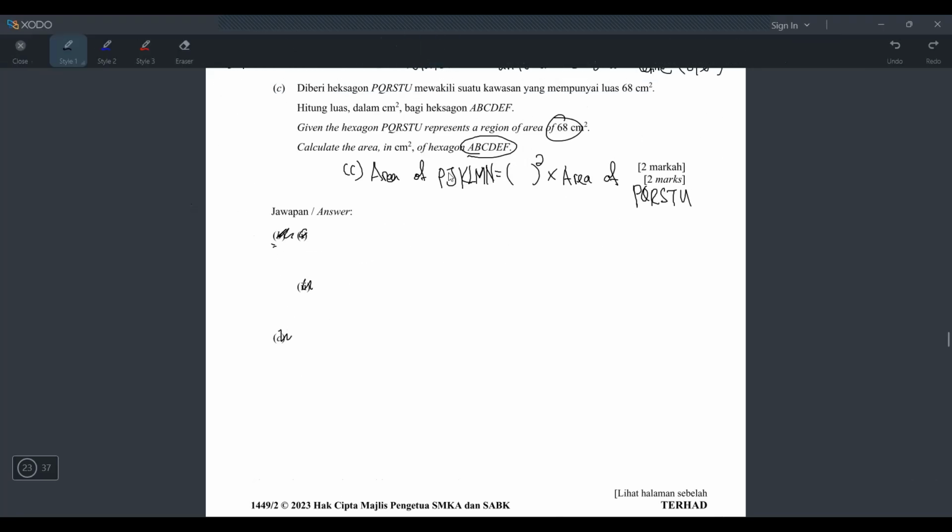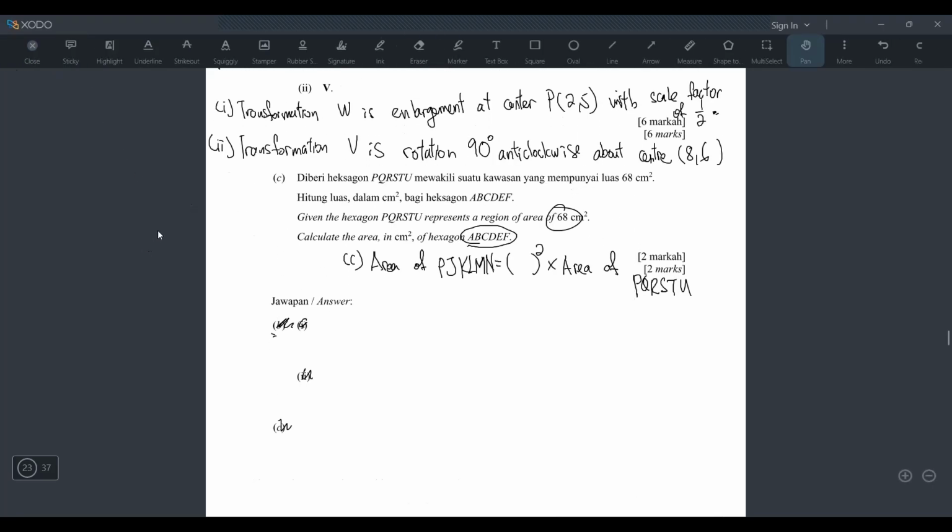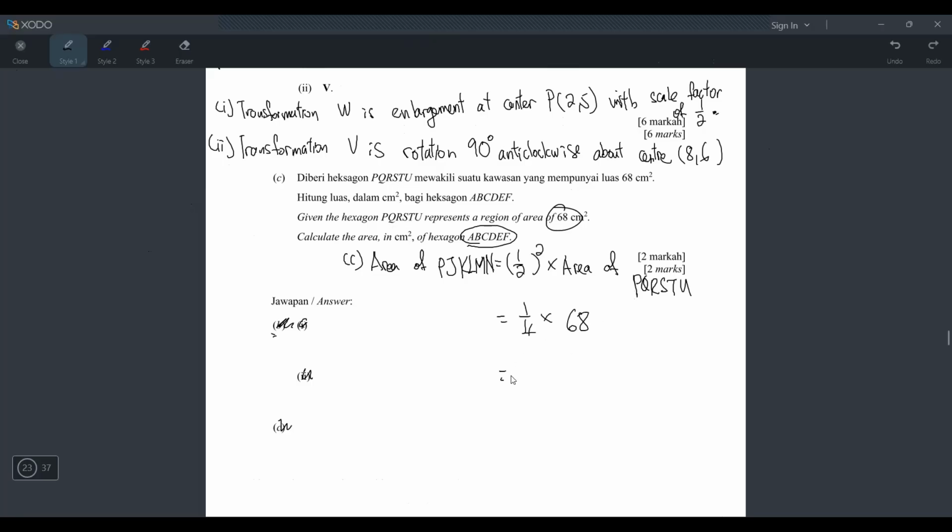And don't forget, in the middle here we have to put in the scale factor K, and the scale factor just now is 1/2, right? So 1/2 square here. So what is 1/2 square? It's 1/4. You can use your calculator. 1 square is 1, and 2 square is 4. And then times, just now they gave us PQRSTU is 68 already. So here put 68. And now you just press 68. What do you get? 17. And don't forget, you follow the unit cm square.